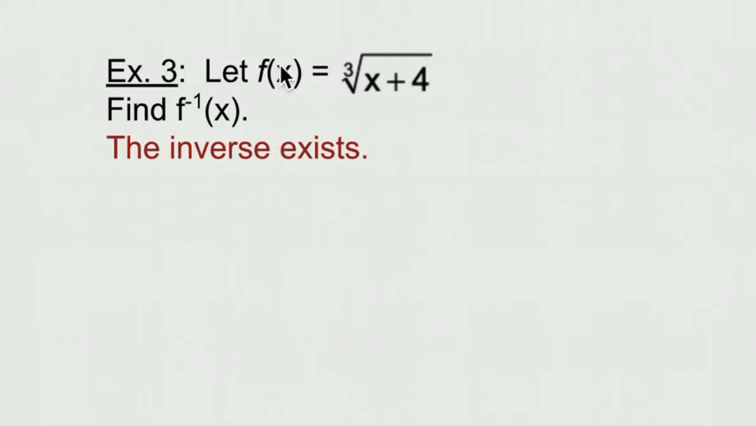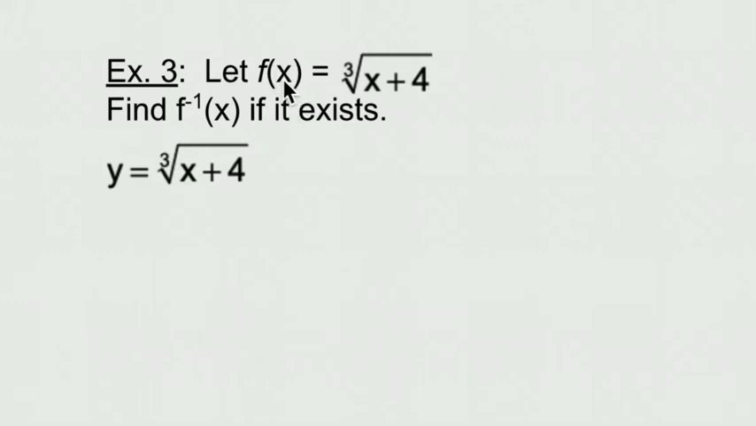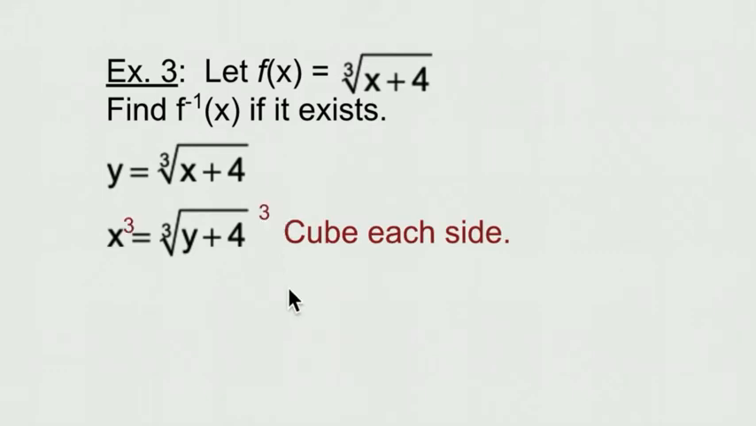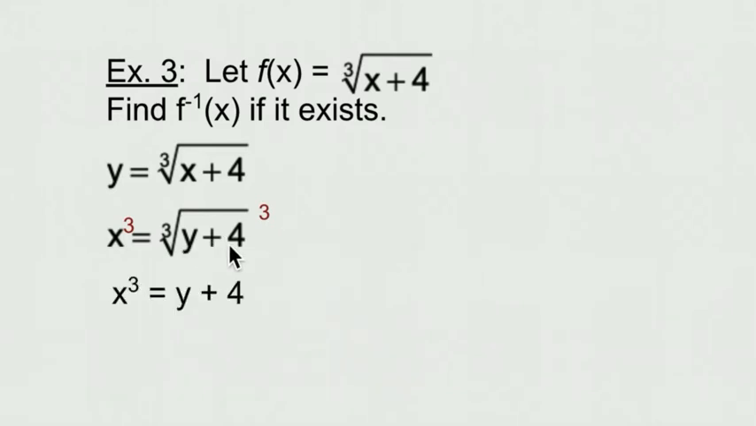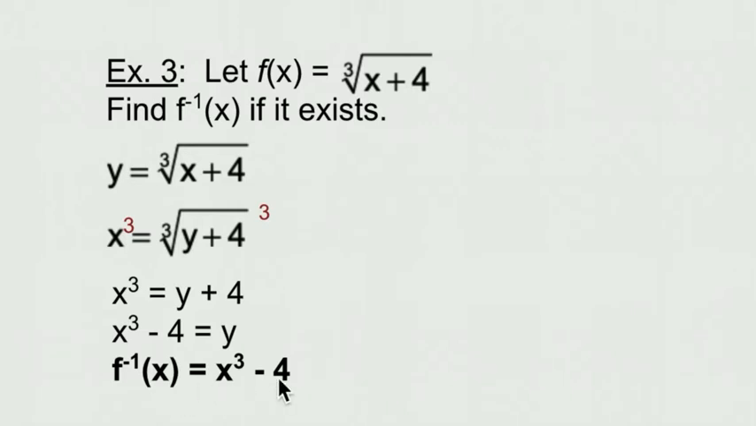The first step is to replace the f of x with y, and we'll have y equals the cube root of x plus 4. And then the next step is to swap x and y. So we'll have x equals the cube root of y plus 4. And then step 3, solve for y. I'm going to start solving for y by undoing the cube root by cubing each side of the equation. So that will give us that x cubed is equal to just what's under the radical sign, y plus 4, because cubing undoes cube root. Last step, subtract 4 from each side, and I get that x cubed minus 4 equals y is the inverse function. So this is our f inverse of x, x cubed minus 4.